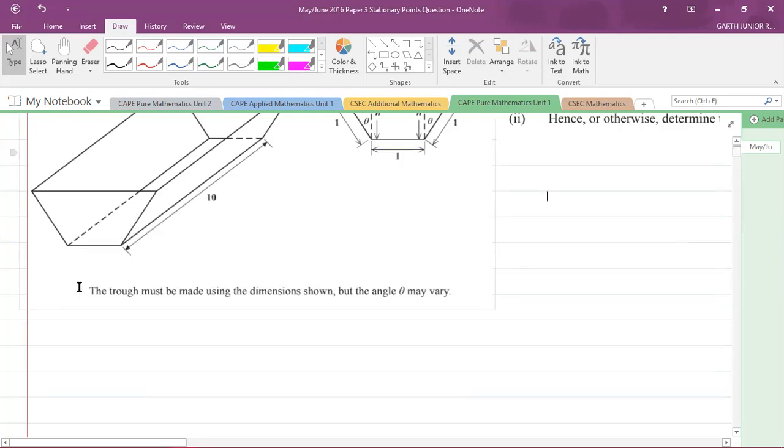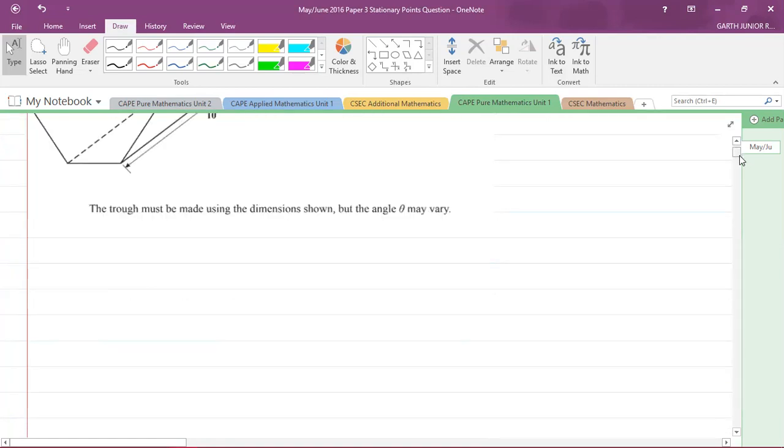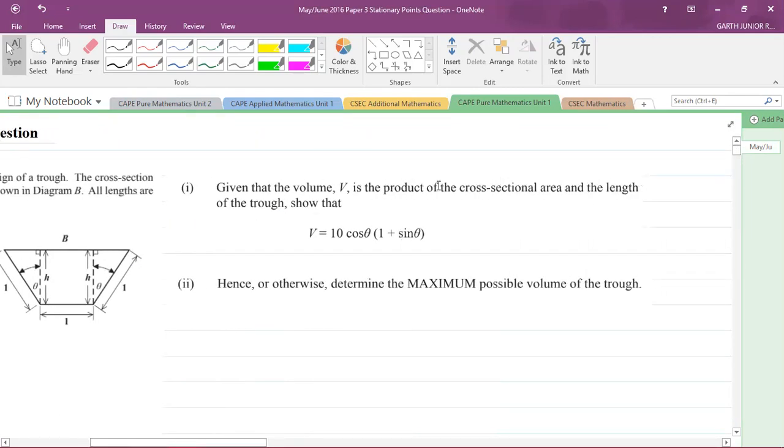Down here it says that the trough must be made using the dimensions above, but the angle theta may vary. Great. So let's do the part 1 solution. Looking back at part 1, it says given that the volume V is a product of the cross-sectional area and the length of the trough, show that V is equal to that.